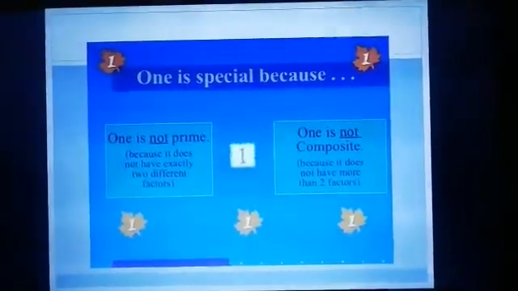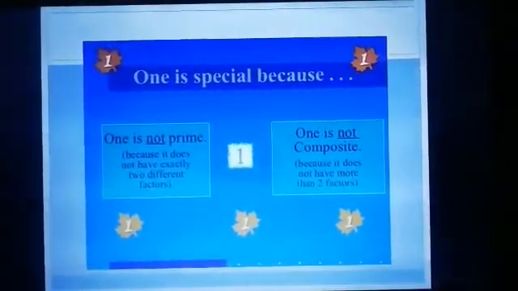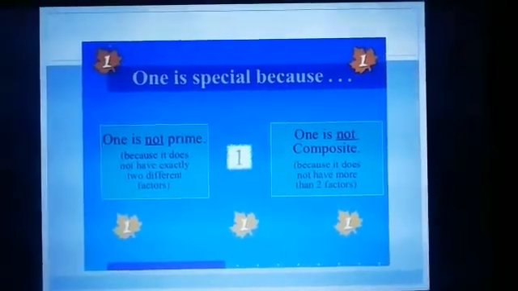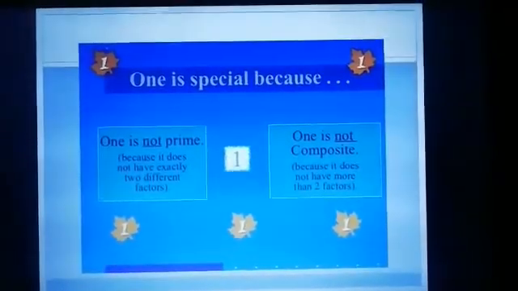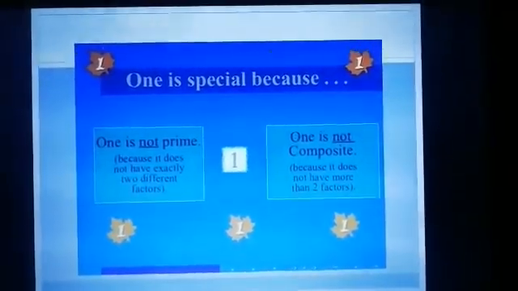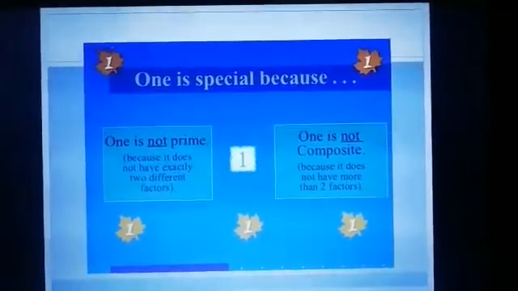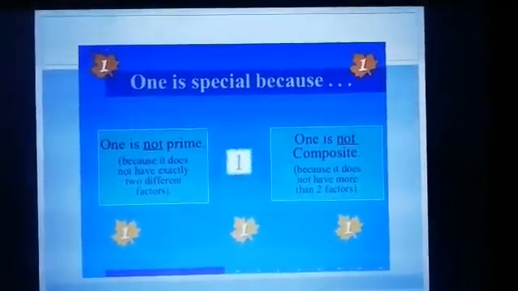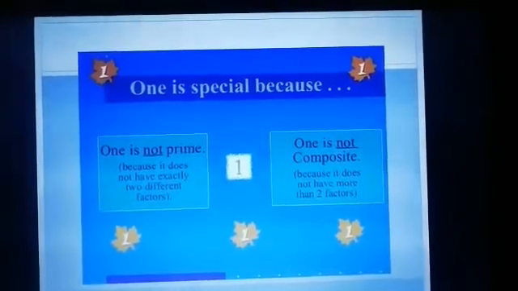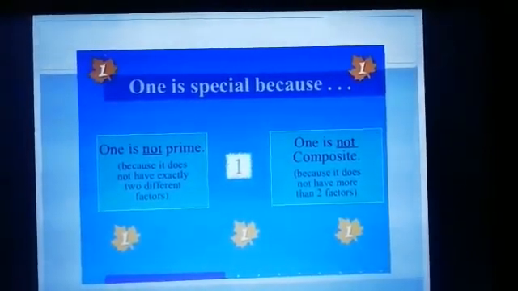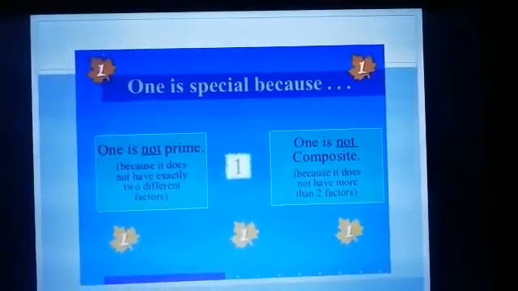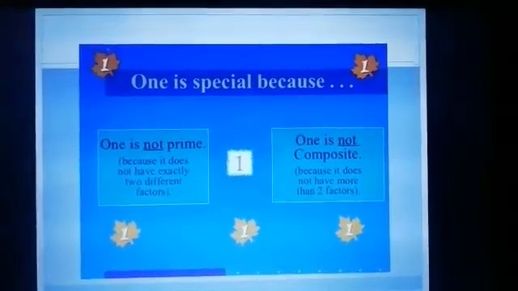1 is a special case. It is neither a prime nor a composite number, because it does not have exactly 2 different factors, first of all, and second, because it does not have more than 2 factors either. So it is a unique number.